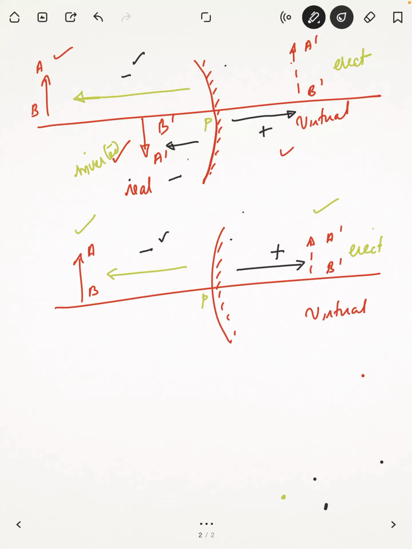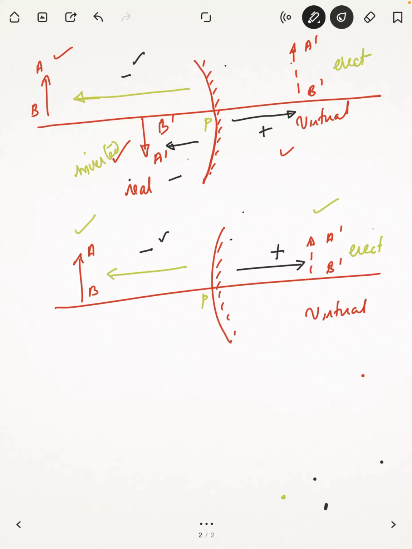The convex mirror always forms a virtual image, okay, and that is behind the mirror on the right side, so it is taken as positive. U will always be negative. Some more points I will explain on the way when we discuss the mirror formula. So this is about the sign convention.